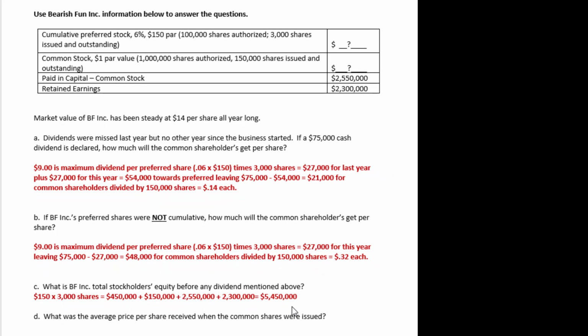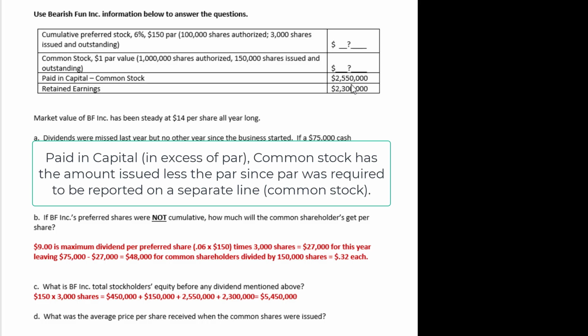And then they want to know the average price per share received when common shares were issued. So whatever they got, they had to split into the $1 par and anything above par. So let's see what it was above par. Well, this 2,550,000 is the amount above par. So that divided by the 150,000 will tell you how much above par was, and then you can add par to see what the total amount received was. All right, let's do that math.